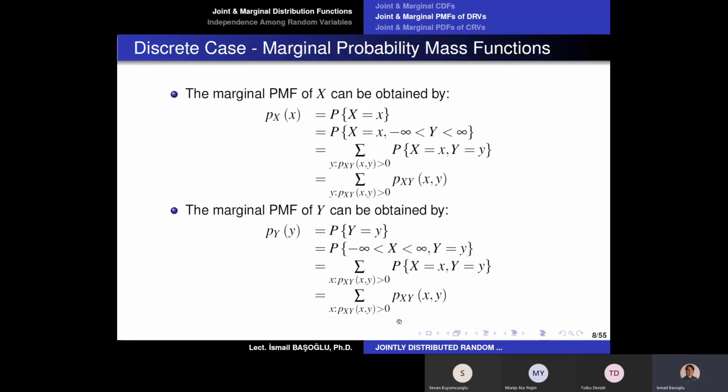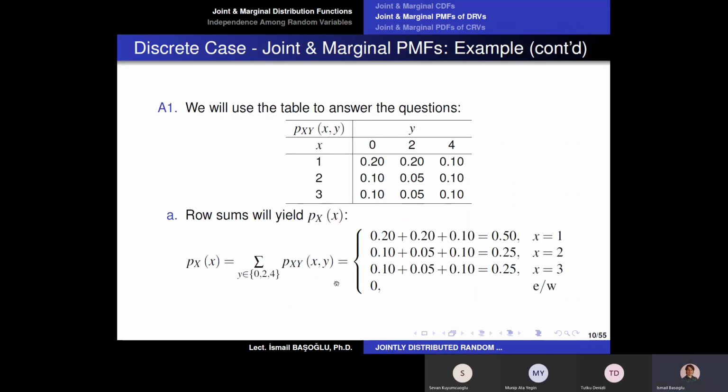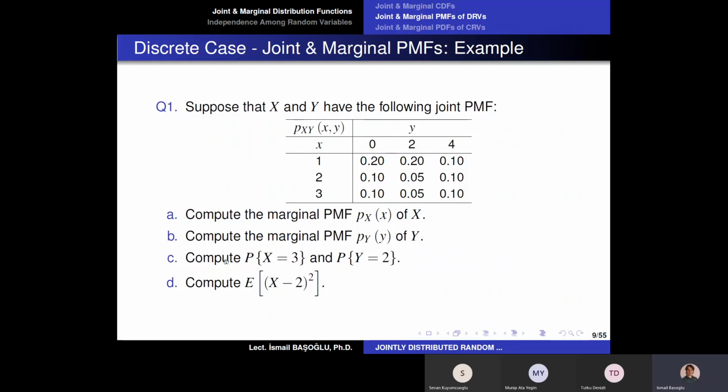Now, if you go back to page 8, you will realize that these formulations here are not very hard. They are exactly the solution that I am applying. For the marginal probability mass function of x, you are running a summation over the joint probability mass values over changing y values. And for the marginal probability mass function of y, you are running a summation of the joint probability mass values over variable x. Okay?